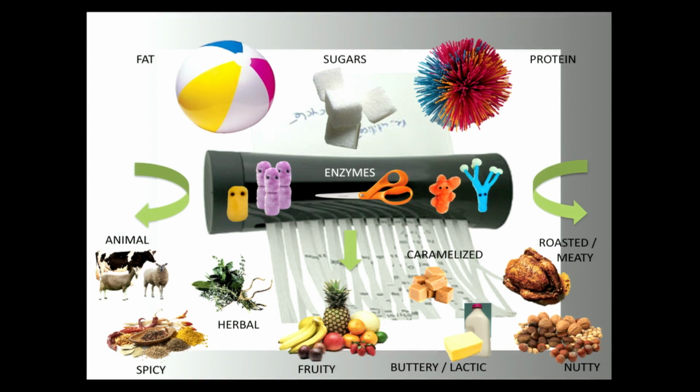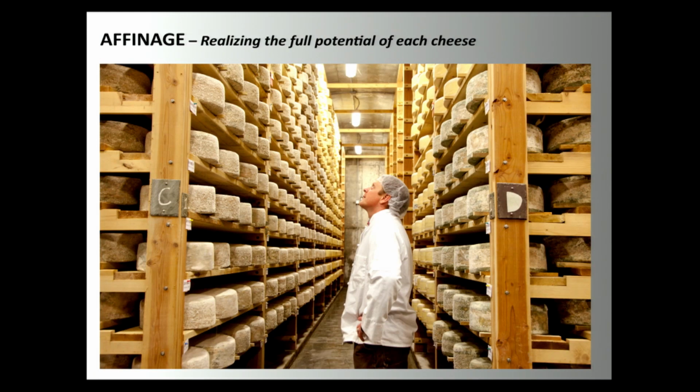Rennet begins that process by clipping kappa casein, and those trillions of microbes that are growing in that milk, and then dying and releasing those internal enzymes, play a huge role in flavor production later on during the ripening period. So affinage is really about realizing the full potential of a cheese.